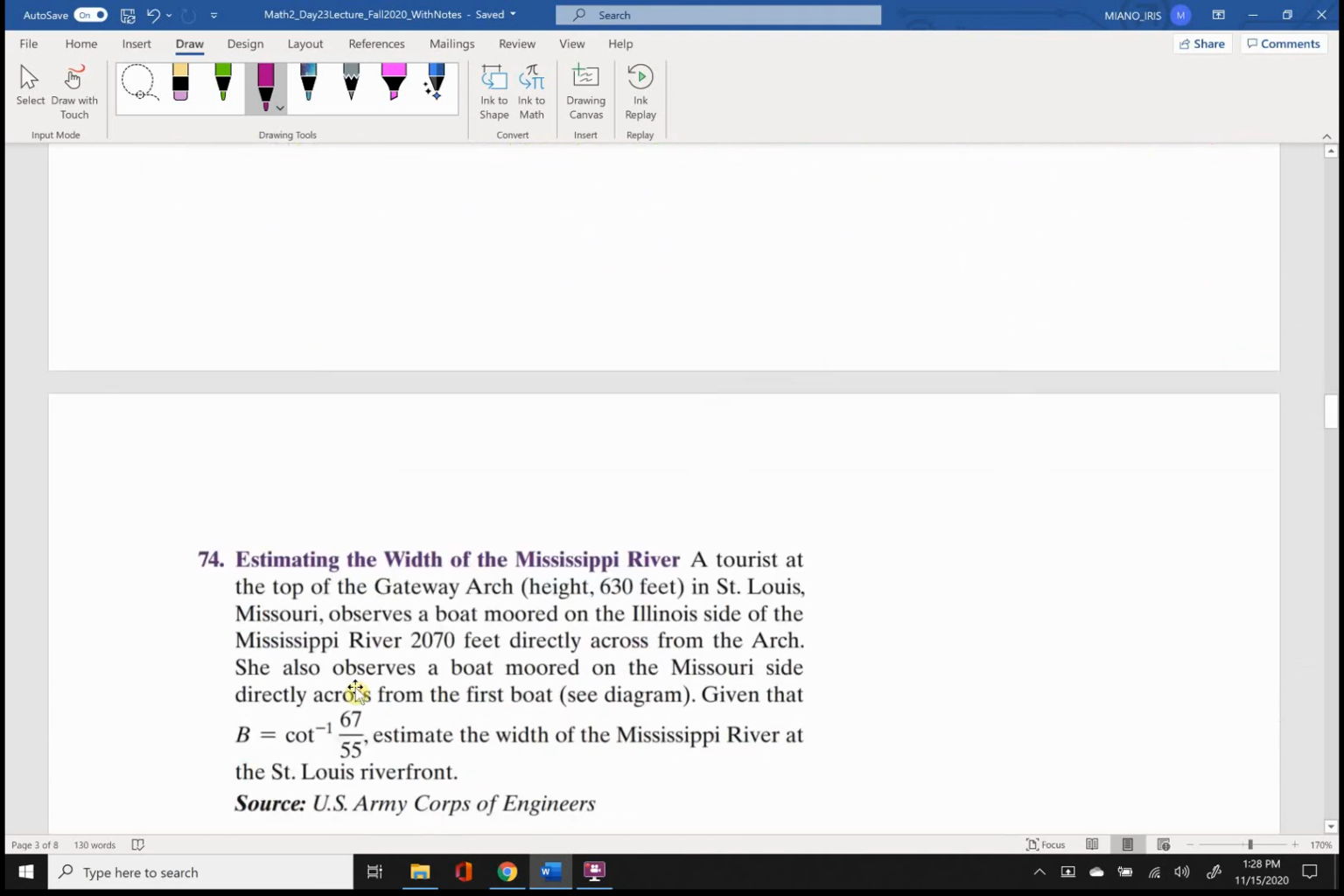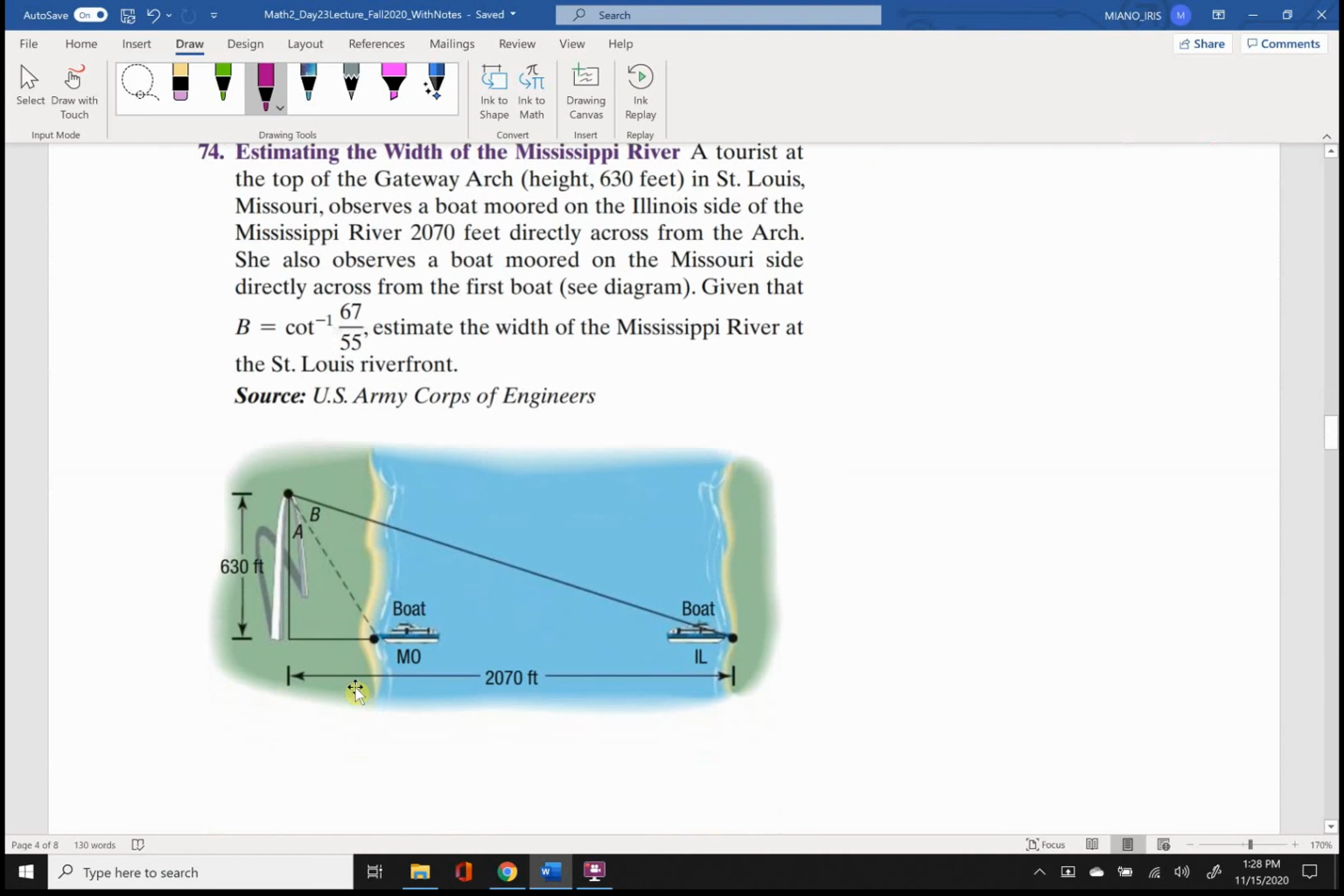Okay, cool. Let's do one more of these, and then we're going to enter into law of sines. Very exciting, that next section. But let's do one more word problem together.